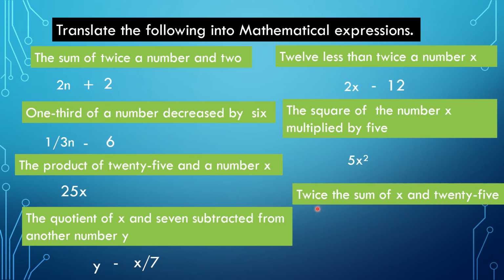Okay, twice the sum of x and 25. Okay, first, we have here the word sum. Sum of x and 25, which means i-add natin yung x and 25. And then, imo-multiply natin siya sa 2. Twice means 2, thrice means 3, which means x plus 25 times 2. Twice the sum of x and 25. Okay.